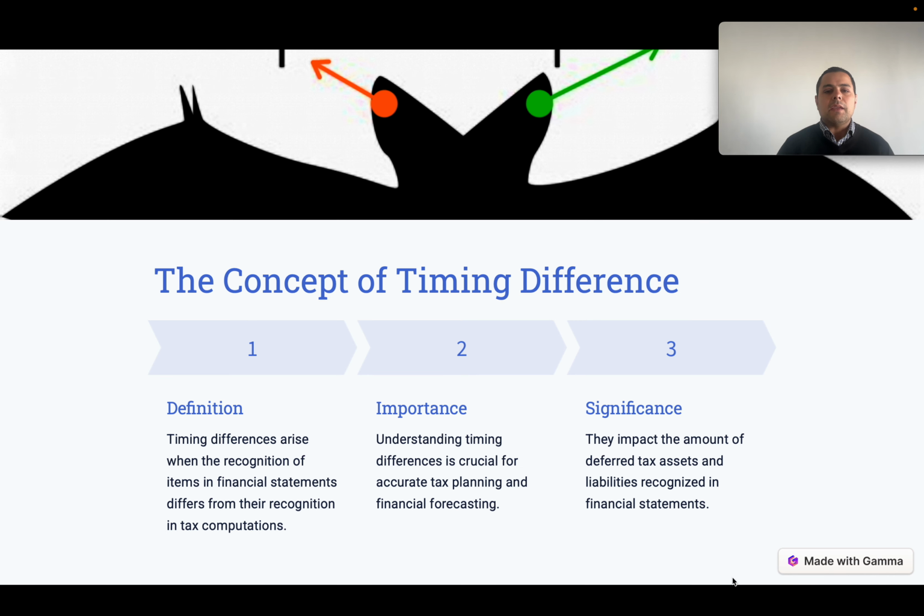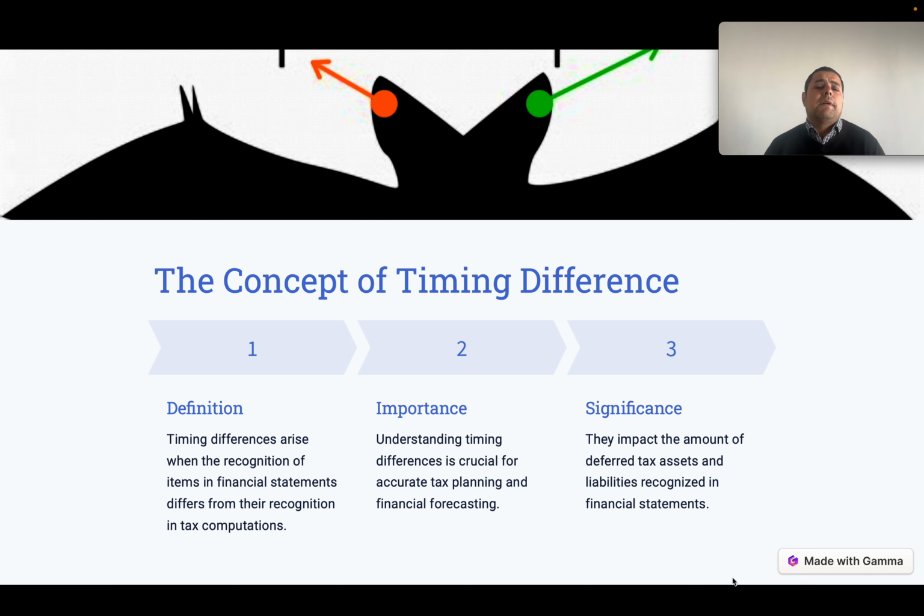Okay, good. Let's talk now about timing differences. Timing differences arise when the recognition of items in the financial statements differs from the recognition in the tax computations. So this is something very similar to what we mentioned before. We have items that may be recognized in our books but do not have an effect on the tax return, or the other way around. Understanding timing differences is important for accurate tax planning and financial forecasting.